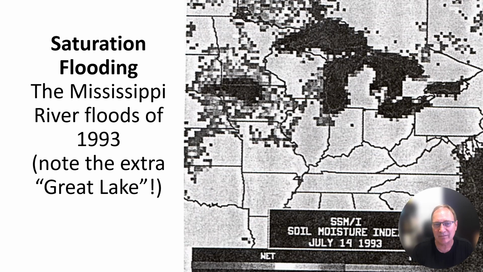With saturated flooding, this is just an example of the saturated flooding that occurred in 1993. If you'll look at the area south of the state of Minnesota, northern Iowa, over here on the Nebraska state line, but mostly here between Minnesota and Iowa, you'll see how much flooding took place to the extent that it appeared to look like it was a sixth Great Lake that had been created. But there was a substantial amount of flooding that took place, dramatically oversaturated that particular area.